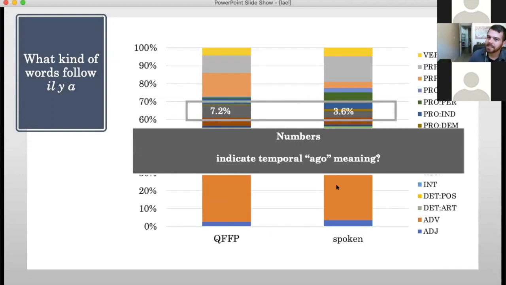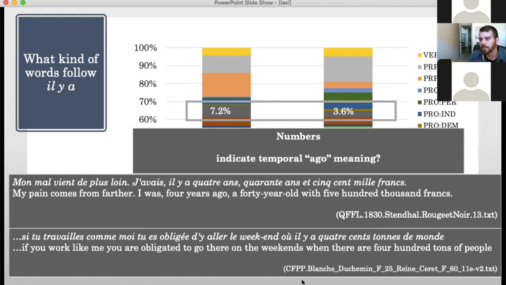Trying to tease apart the function of il y a between the temporal marker, the time marker, and the existential, I thought maybe we could look at numbers. And it turns out that wasn't the case. The numbers really didn't lead me to any kind of concrete definition of it being temporal or existential. So here are a couple of examples.